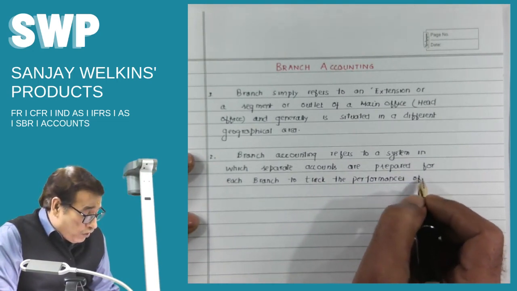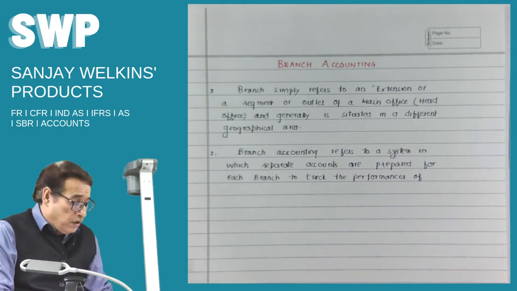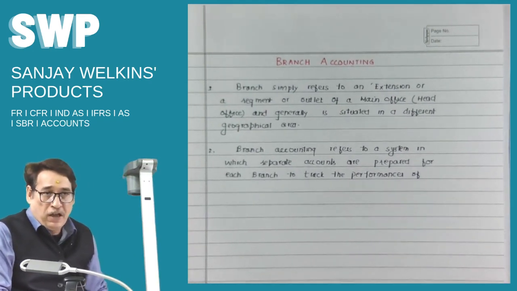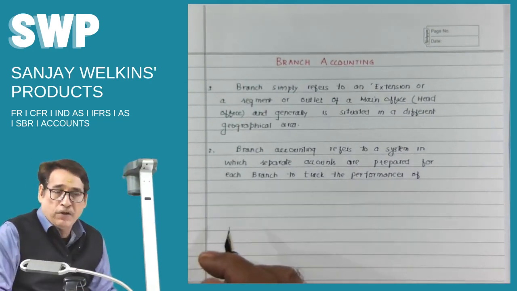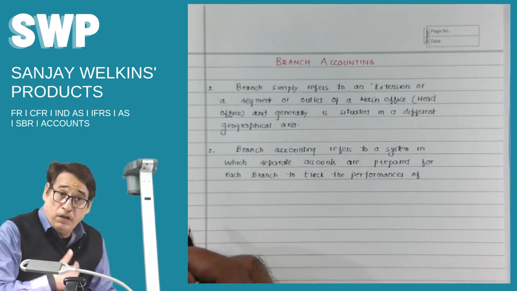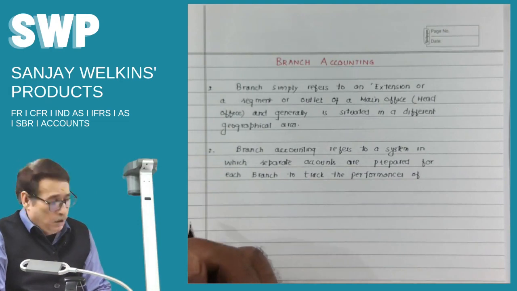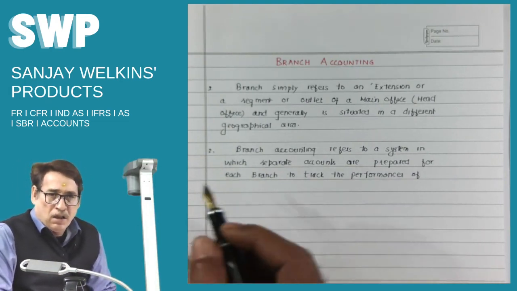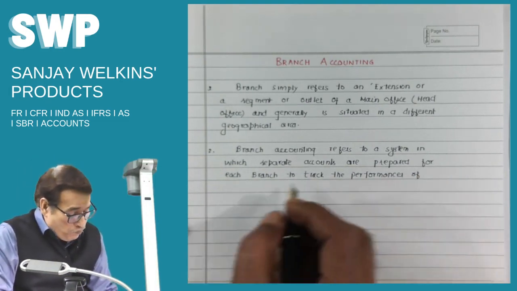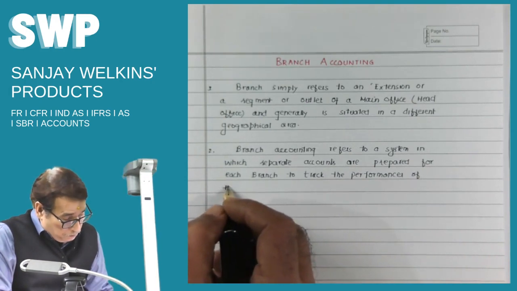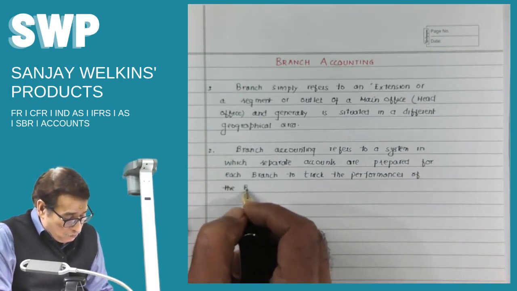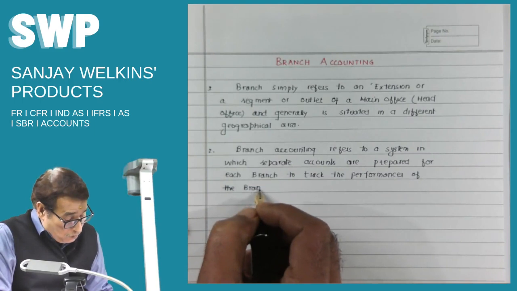To track the performance of the branch means we want to know whether each branch is operating as per our expected lines or not, whether we need some remedial actions or not, whether we need to continue with the branch or not, whether we need to close it down or not. So in order to track such things, we need branch accounting. Correct?